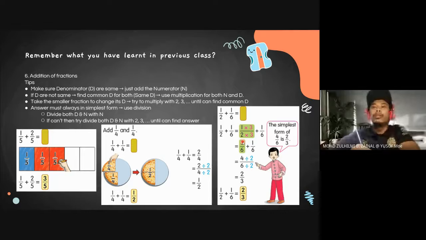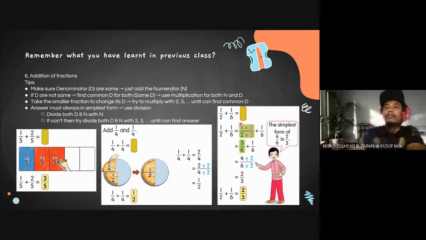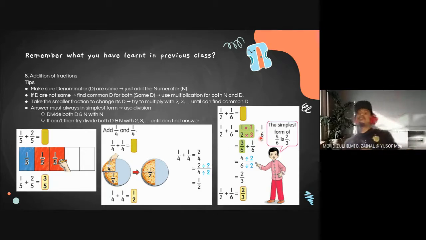The tip is to try to multiply with 2, 3 until you find the common denominator. It means the denominator, not the numerator. Don't worry about the numerator, whether it becomes small or big. What's important now is that the denominators must be the same. So 2 times 3 equals 6. Don't do 2 times 2, that equals 4, it can't be. You have to make sure your denominators will be the same. To find a common denominator, you have to multiply.